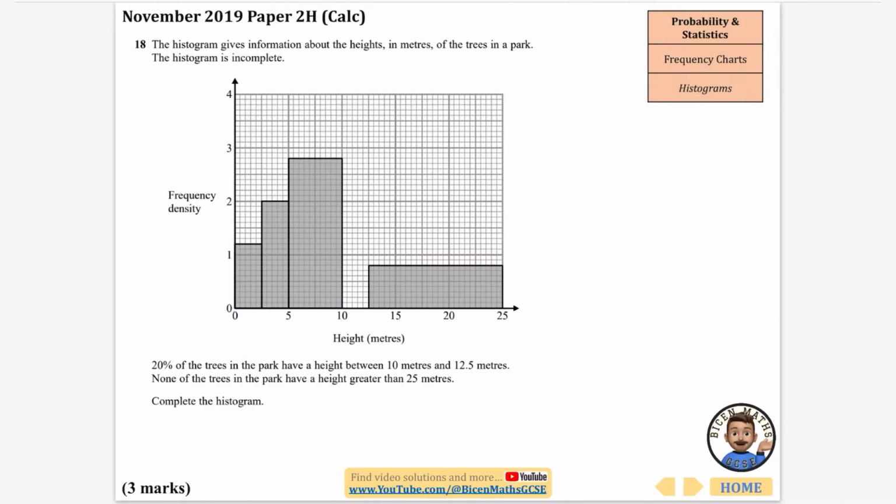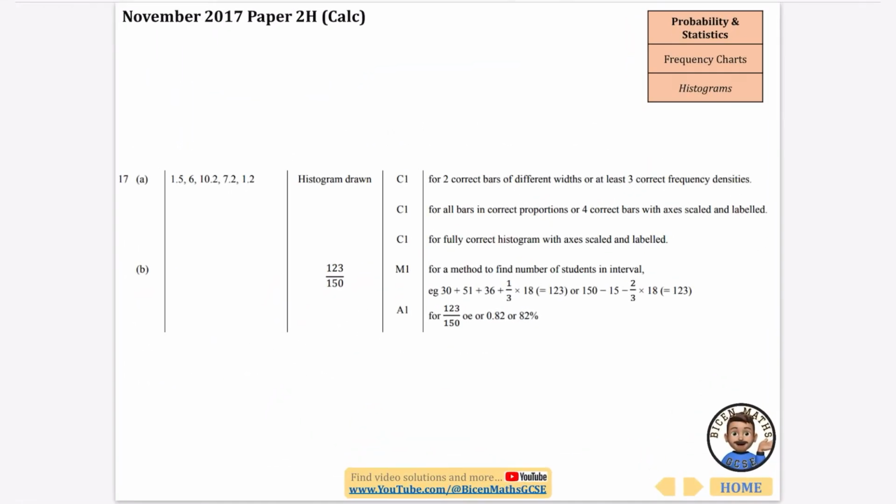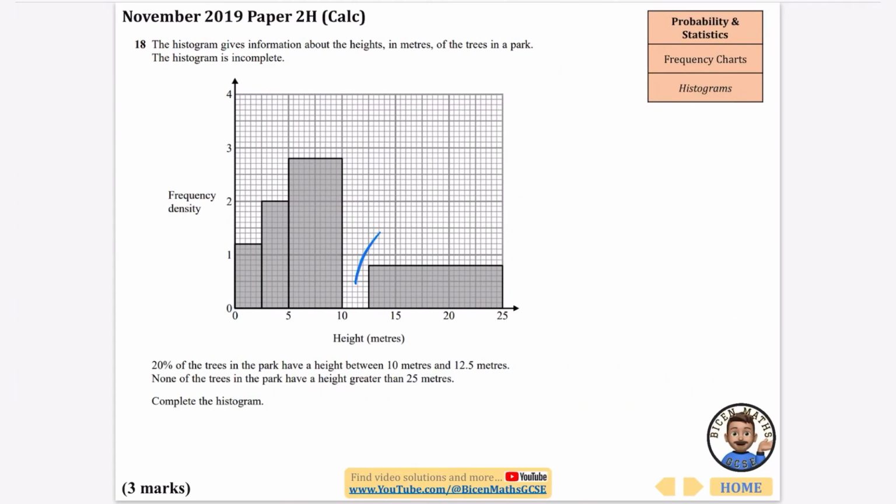Okay, this histogram gives information about the heights in meters of trees in a park. It's incomplete. It says 20% of the trees in the park have a height between 10 meters and 12.5 meters. None of the trees in the park have a height greater than 25 meters. Complete the histogram. So between 10 and 12.5, which is actually the gap that we've got here, this bit that we're going to do is going to be 20% of them. So it means these bars are 80%.